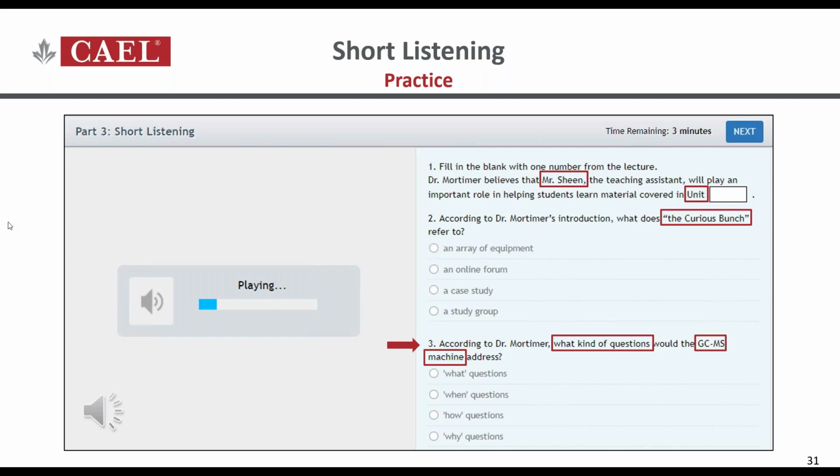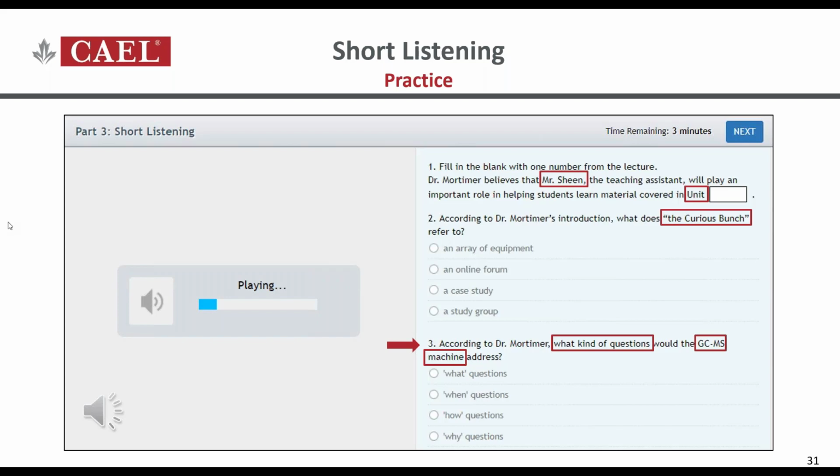Yes, so for answer number 1, the answer is Unit 2, that's correct. For number 2, the answer is a study group. And for number 3, the answer is what? So well done, everyone who got that. And thank you for your answers. I think everyone is pretty much the same. Awesome. Yes, just reading your comments. Okay, great. Yeah, so these are the correct answers.